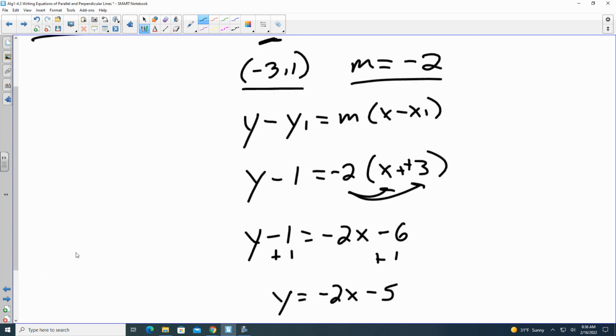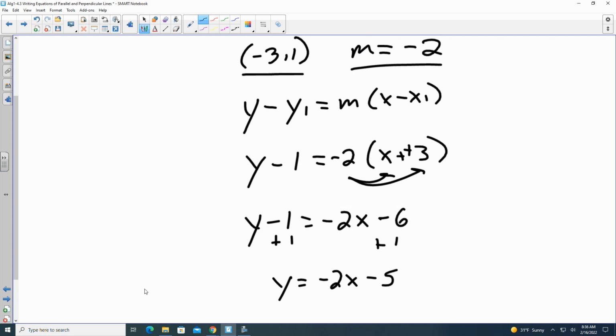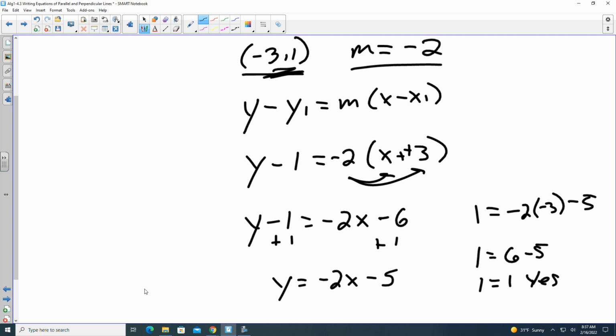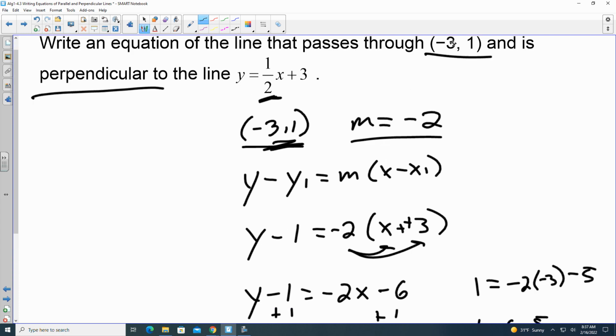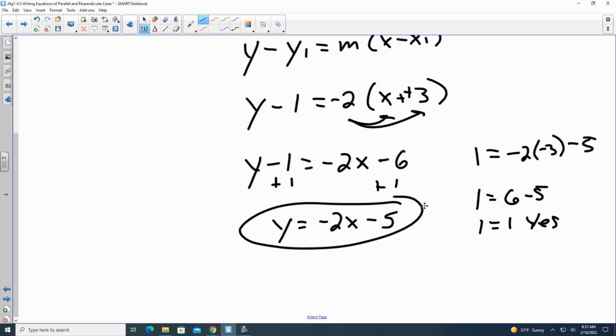And again, you can check your answer. So 1, let's see if that is going to be equal to -2 times -3 minus 5. This is just using that point to see if it works out. So 1 is equal to +6 minus 5. 1 equals 1. The answer is yes. This is our equation that is both perpendicular to this line and goes through the point (-3, 1).